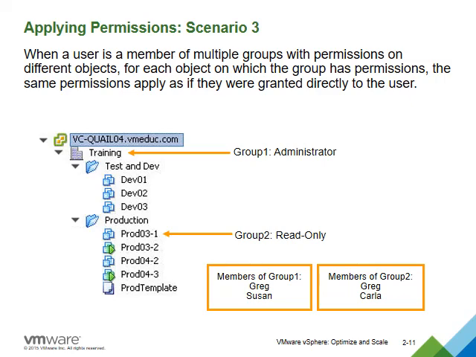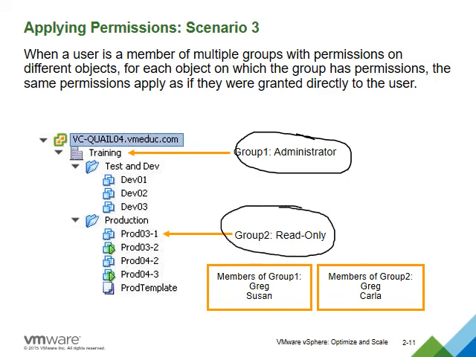You can only override permissions set at a higher level object by explicitly setting different permissions for the lower level object also. Now, on this slide, in scenario 3, you'll notice that group 1 is assigned the administrator role at the training data center, and group 2 is assigned the read-only role. Group 1 is the administrator of the whole training data center, group 2 only has read-only on prod 03-1, and the permission granted to group 1 is propagated all throughout the child objects.